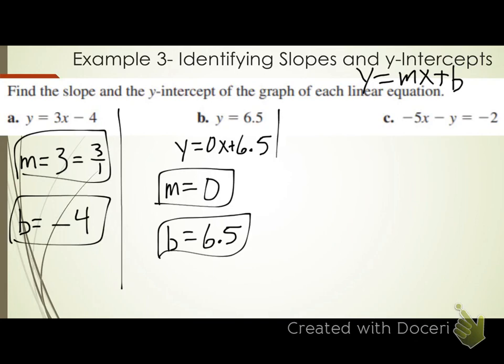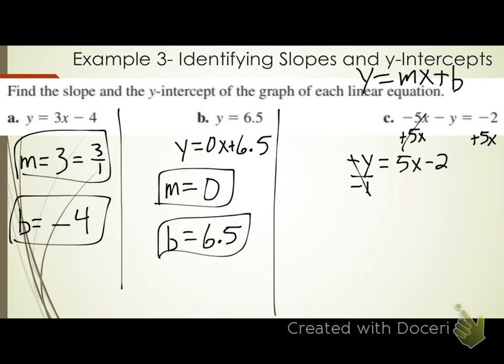We good? Letter C, is that slope-intercept form? No. So I need to solve for y to get it in slope-intercept form. What would be my first step to get y by itself? We can add 5x to both sides, trying to move stuff away from the y. That would leave me with negative y equals 5x minus 2, because I cannot combine negative 2 and 5x. Okay? Is y by itself? No. I got a negative being multiplied by y. How would I get rid of it?